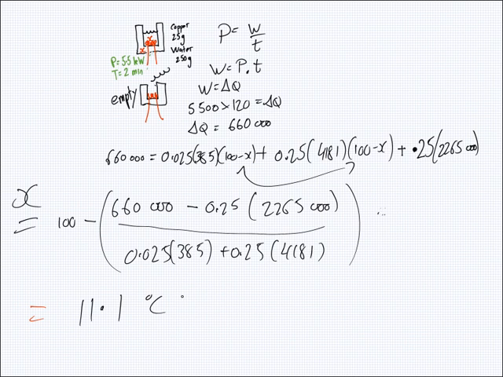I think I agree with Zach. I don't like these calculators because they're more difficult to work with. Instead of showing 660 minus 0.25 times 2265 like this, it all writes it on one line. Divide by bracket 0.025 times 385 plus 0.25 times 4181, close bracket, and then it's going to be 100 minus that answer, and there you go, 11.1.